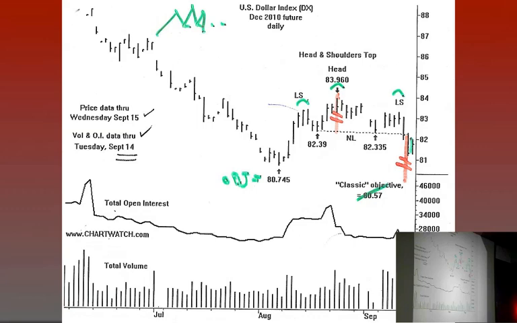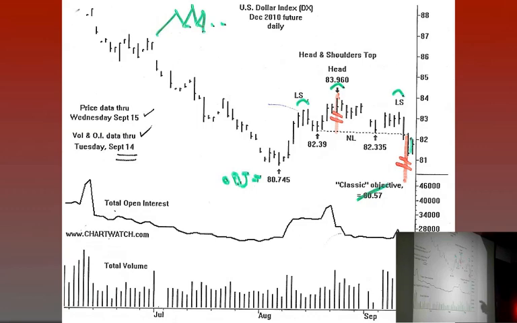Now, there's a small problem with that objective, and that is if you go back to basics and read the Edwards and McGee book, in the fine print someplace, it says that any reversal formation, like a head and shoulders formation, cannot be expected to retrace more than the move that preceded it. That's why if you have a head and shoulders top, it has to be on the top of something. You have to have something to correct to the downside.